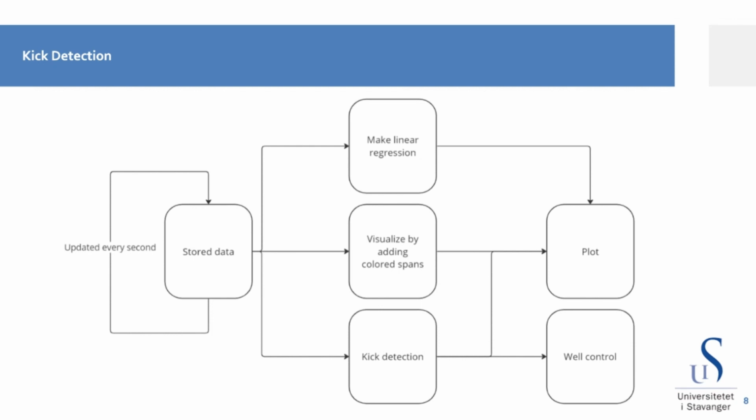kick detection flowchart, and it starts by us retrieving data every second, as you can see all the way on the left. From this, we can then plot the linear regression, visualize by adding the color spans, and also do kick detection based on the trend of the line. I will talk a little more about that later. But this is all sent to the plotting script, so we can visualize it. I will show you how that looks later. And then we also let the well control script know what's going on.